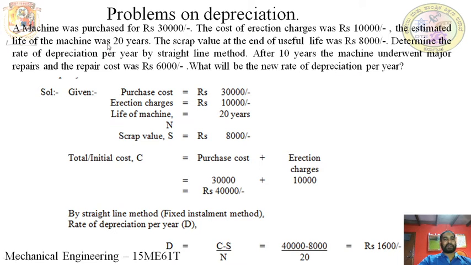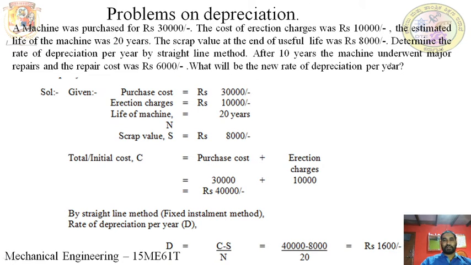The estimated life of the machine was 20 years. The scrap value at the end of the useful life was 8,000. Determine the rate of depreciation per year by the straight line method, the first method. After 10 years, the machine underwent major repairs and the repair cost was 6,000. What will be the new rate of depreciation per year?